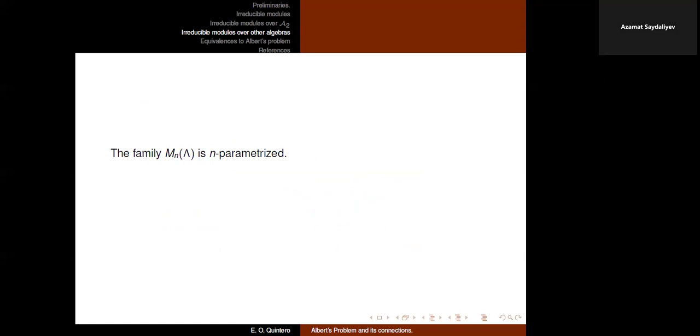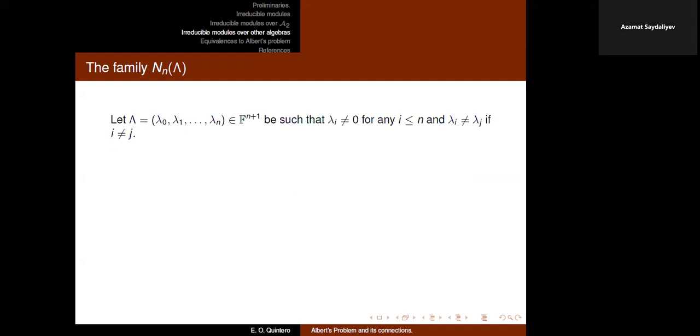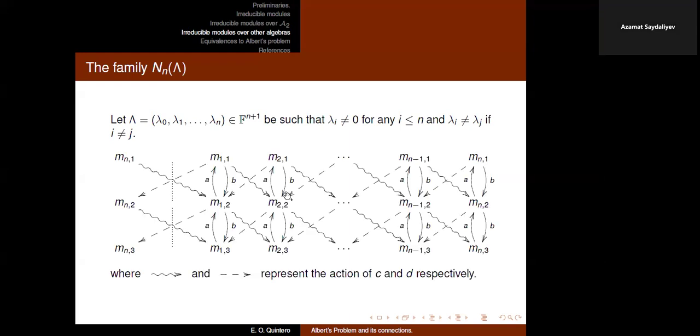So the family is parameterized. And if some scalar is 0, we have a decomposable module, but not irreducible. So we need all scalars being different to 0 to be irreducible. And another family is similar to the first one, but in the first graded space and the last graded space, it changes a little bit the action.